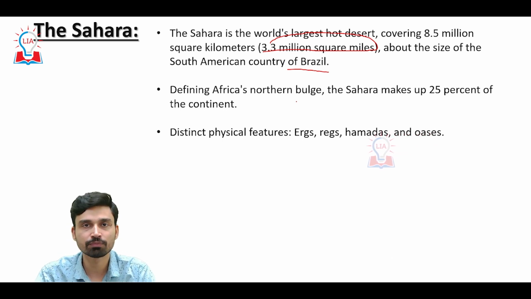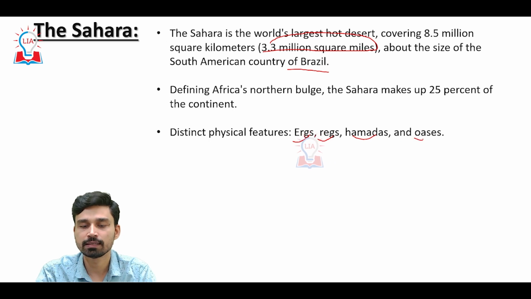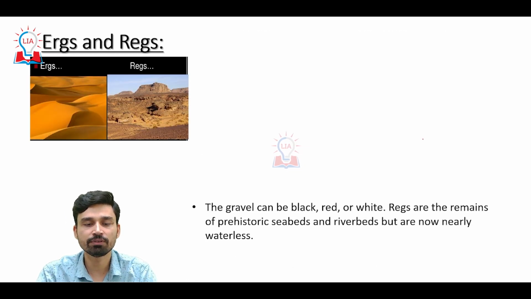Largely it is characterized by four major types of physical features. These four physical features are ergs, rigs, hamadas, and oases. So let us try to understand about these physical features first.